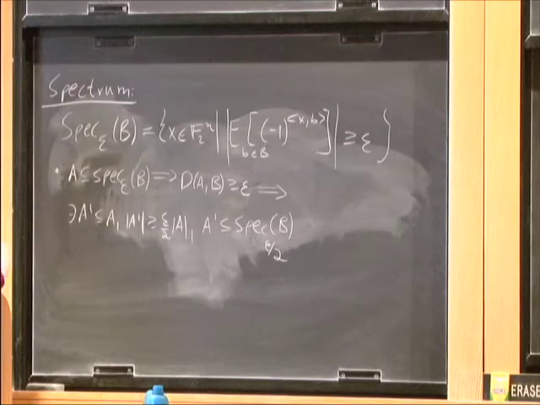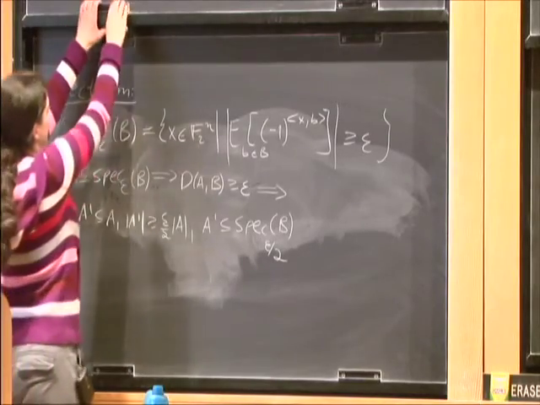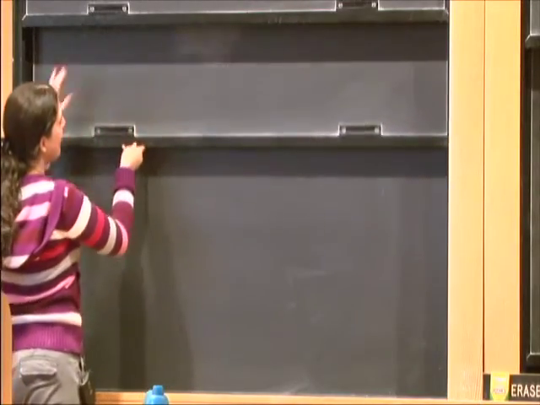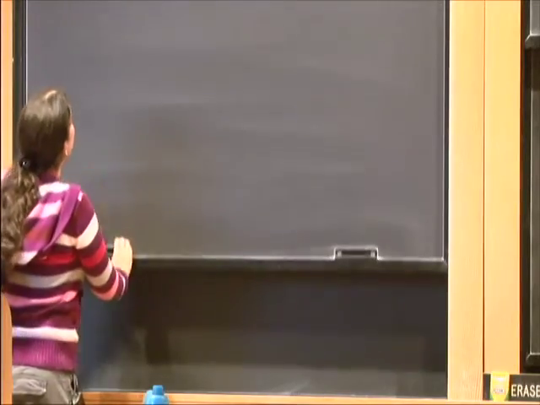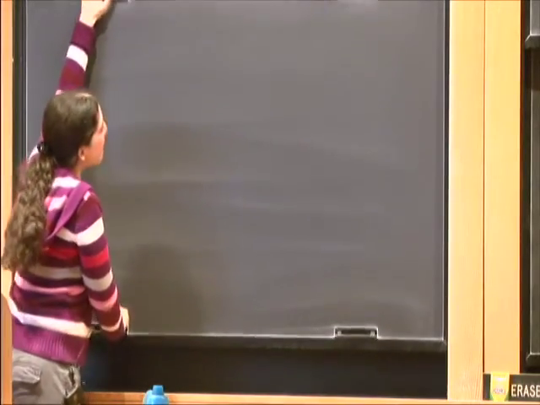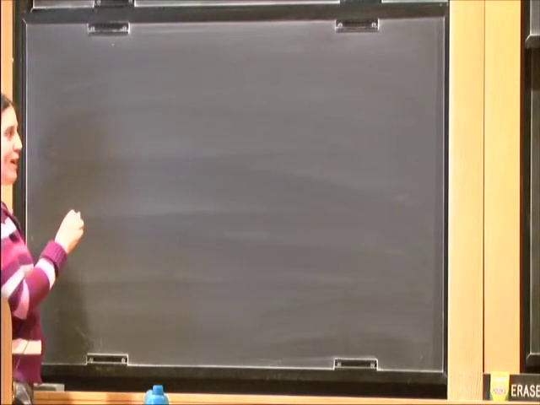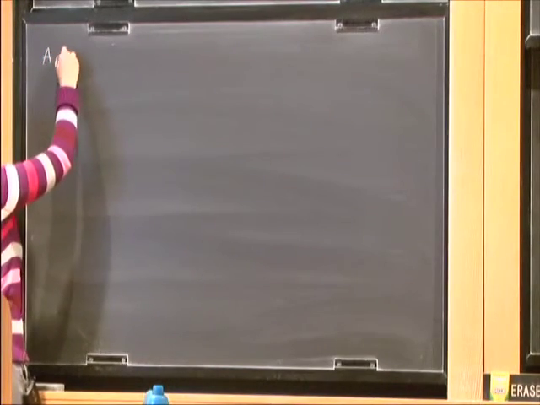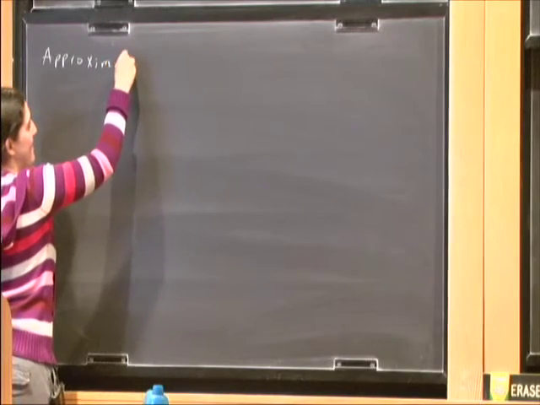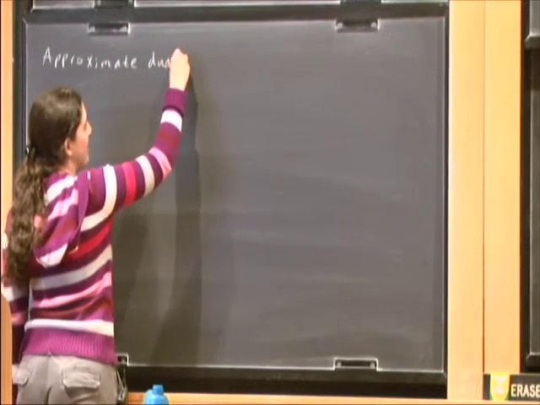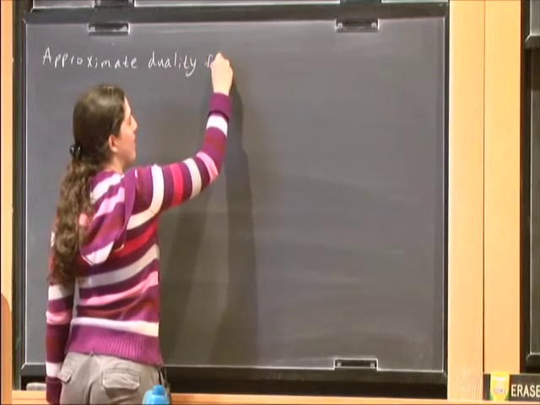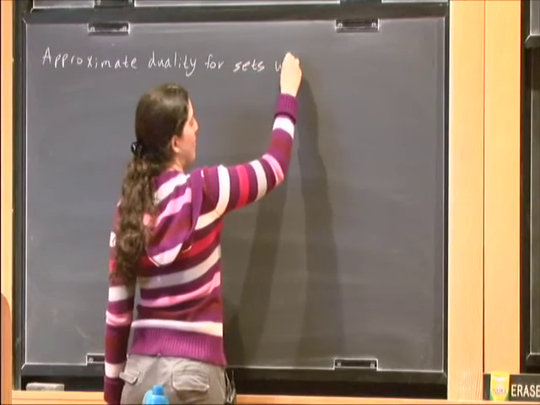Okay, so this is the spectrum. And another thing is a theorem from a previous paper, which is a version of approximate duality, which applies when one of the sets has small span. So approximate duality for sets with small span.